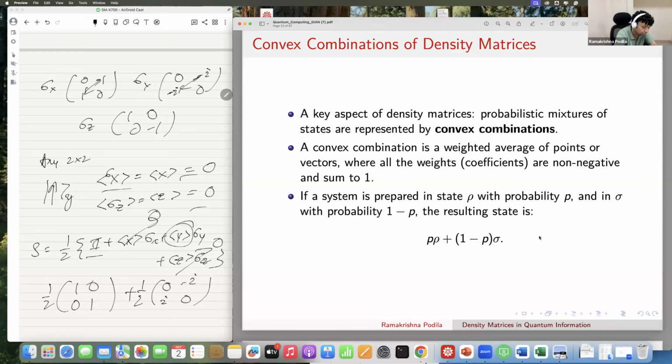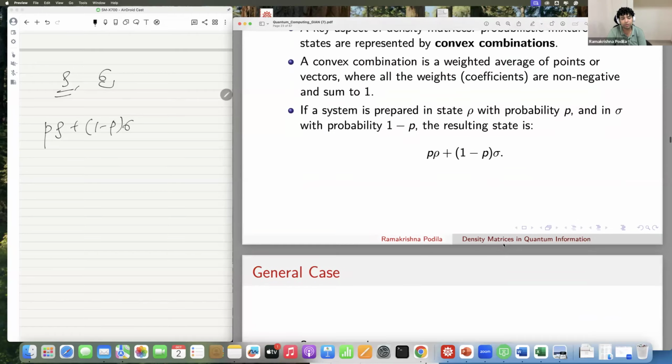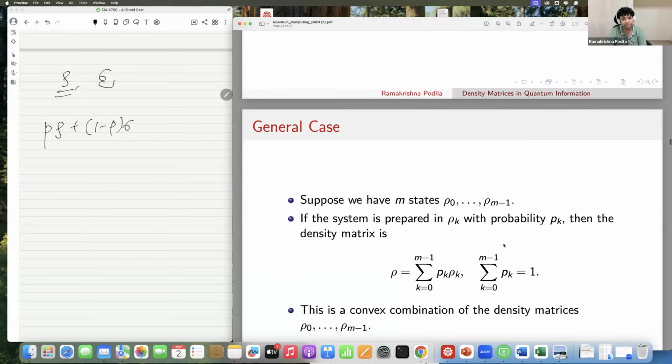So let's say I have two density matrices, rho and sigma. Let us say I pick the density matrix rho with a probability P. Then I pick sigma with a probability of 1 minus P. Then I definitely know that this is going to sum up to a probability of 1, because I'm intentionally putting 1 minus P, right? So P times rho plus 1 minus P times sigma we would say is a convex combination, right? So we can make these convex combinations of density matrices.